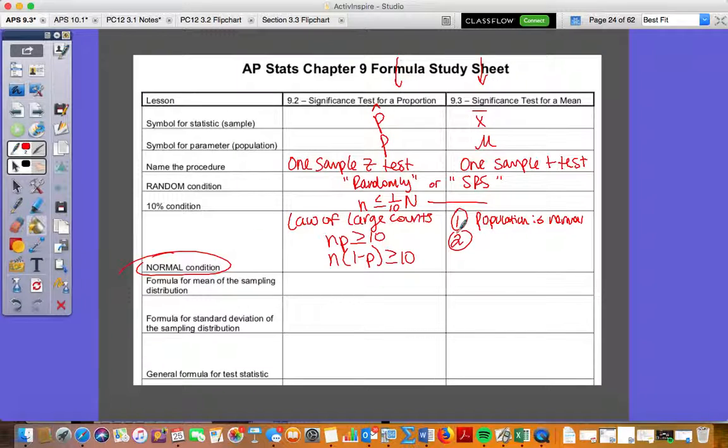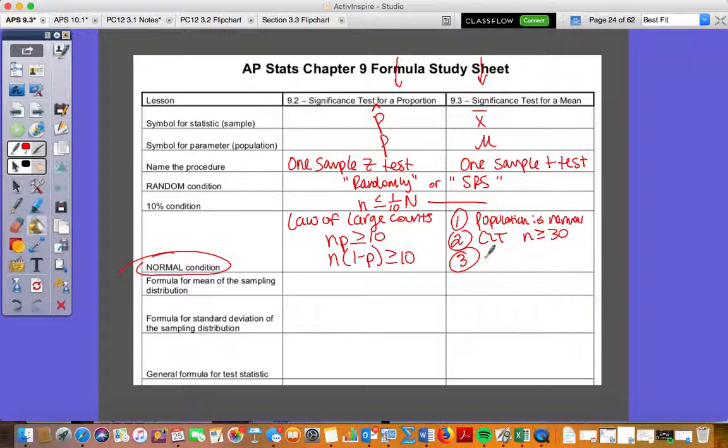The second part, Grace, what is the second one? That's it. Good. Central limit theorem, which is n is greater than or equal to 30. And then condition 3, no major skews or outliers.